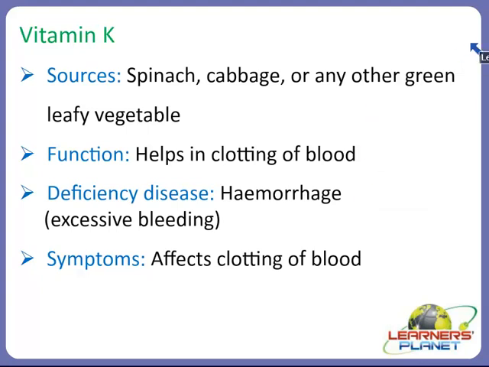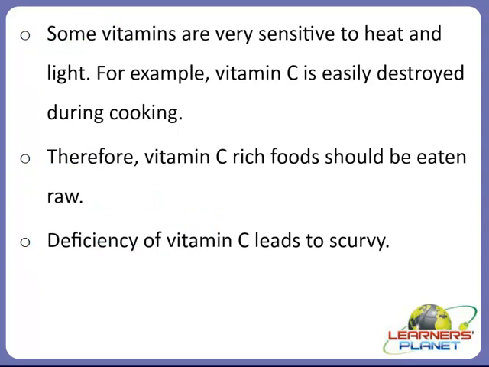If any one or the other vitamin is lacking in our body, then many deficiency diseases can take place, alright? So students, there are some other vitamins also which are very sensitive to heat and light. For example, vitamin C, which is easily destroyed during cooking. Therefore, vitamin C rich foods should be eaten in a raw condition, right? And if we do not consume it in raw condition, then deficiency of vitamin C will occur.